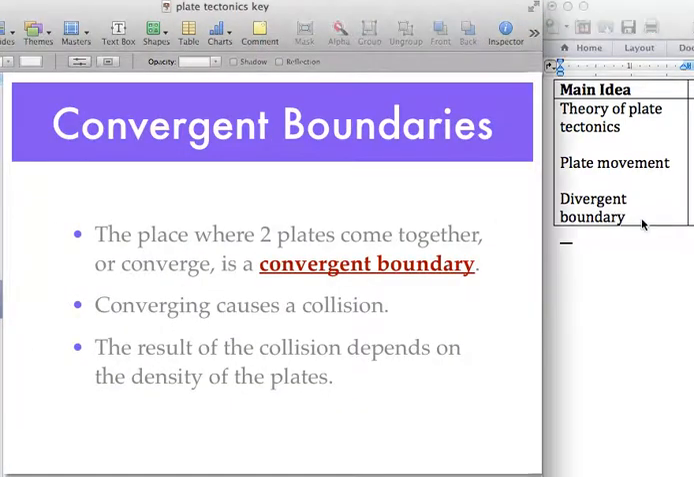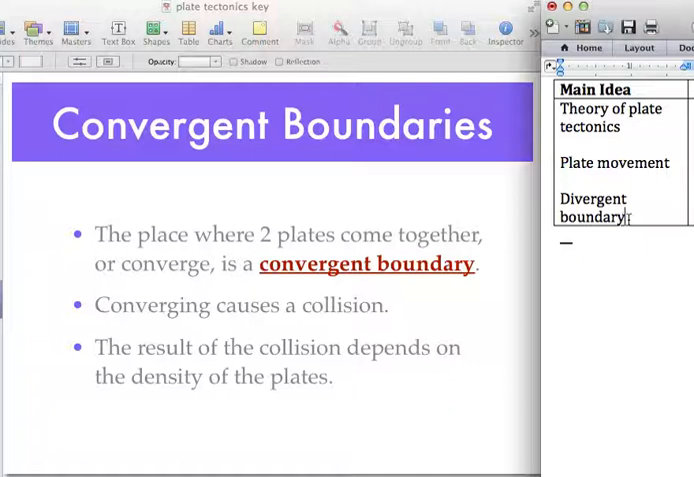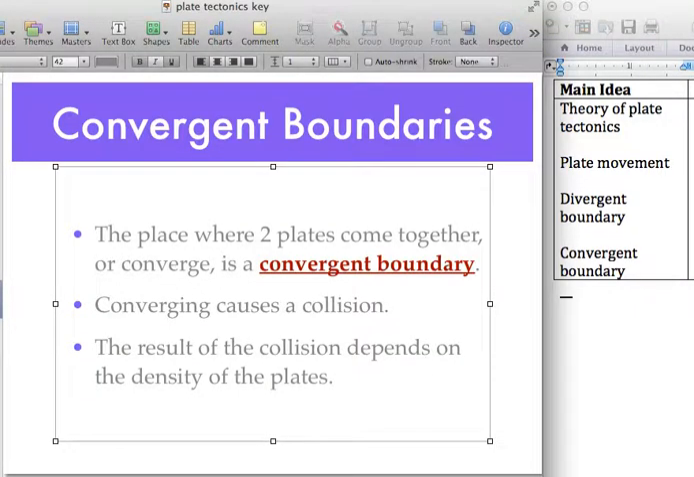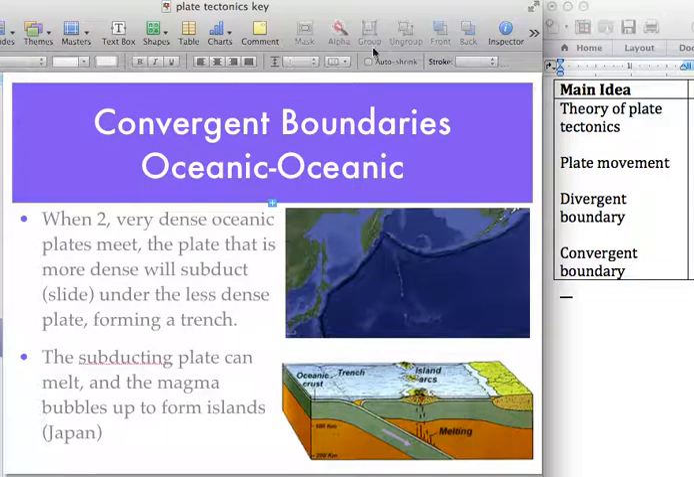Next up is our convergent boundary. To converge means to come together. And convergent boundaries cause collisions. So this is a collision between two different plates. And depending on what types of plates are colliding, we're going to get different results. So first is if we have two oceanic plates collide. So this is oceanic crust colliding into oceanic crust.